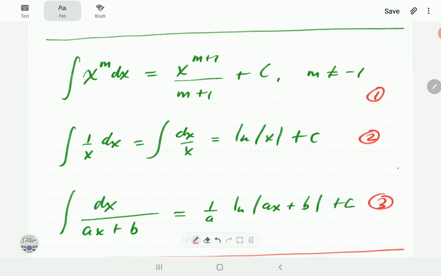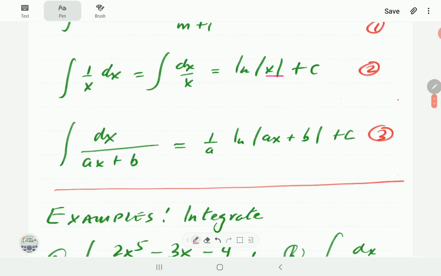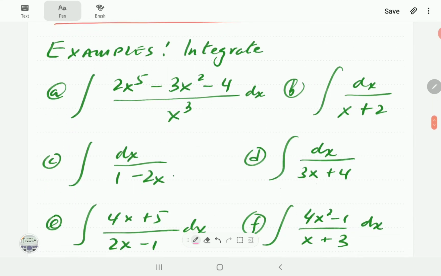If the power is -1, the integral becomes ln. Then an extension of this one for the case where the denominator has two terms says that the integral of dx over ax plus b is ln of what we have here, and then we just divide by a. This is just the reverse of the chain rule, because you're going to notice that the derivative of this is a. So whenever we're differentiating, that would mean we multiply by a, but since we're integrating here, we divide by the a. All right, so let's have a go at some of these examples.